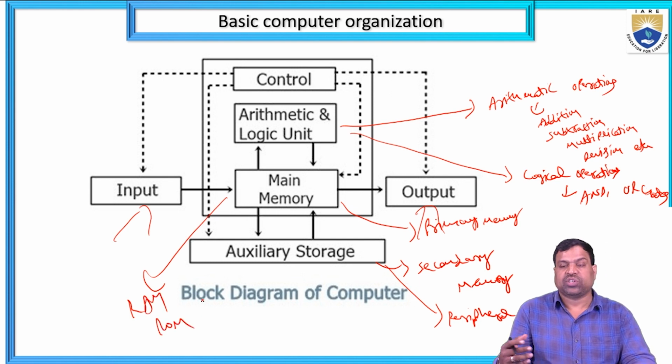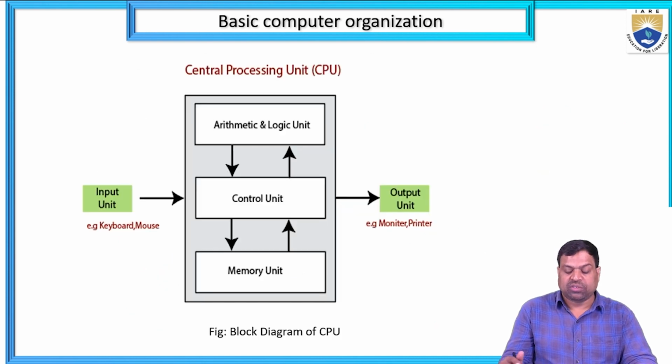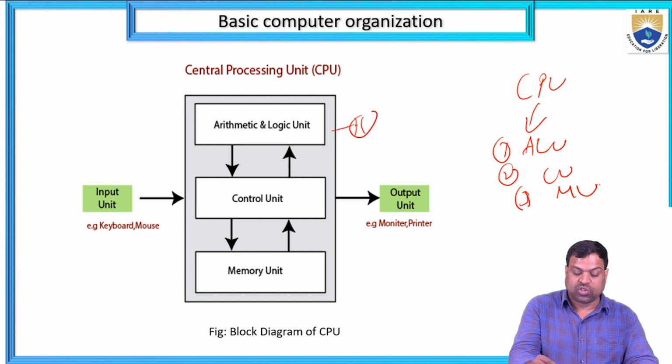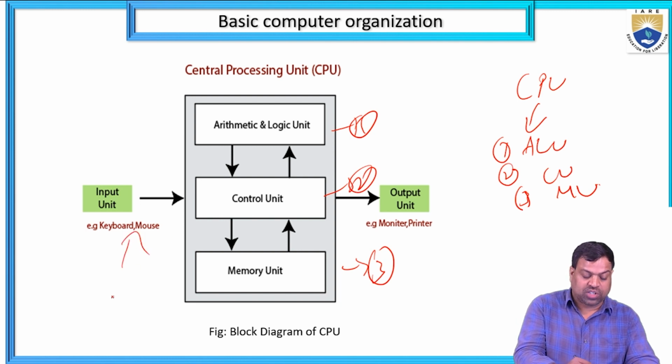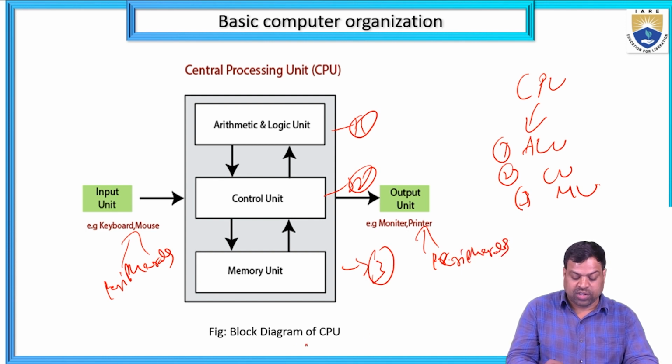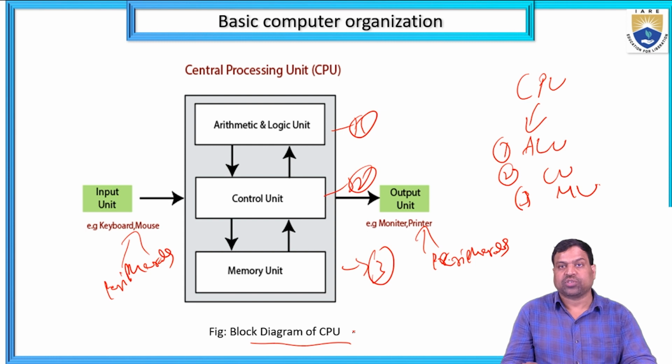What are the types of RAMs and ROMs we'll discuss. It is about the block diagram of a computer system, and we are going to talk about the CPU. Already we know that there are ALU, CU and MU, the memory unit. So arithmetic logic unit, control unit and memory unit. Keyboard and mouse are the peripherals, monitor and printer. These are also called peripherals. Okay, so it is a block diagram of the CPU, central processing unit.